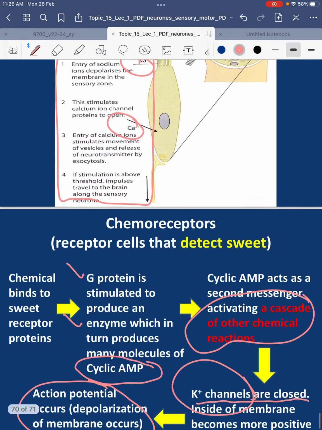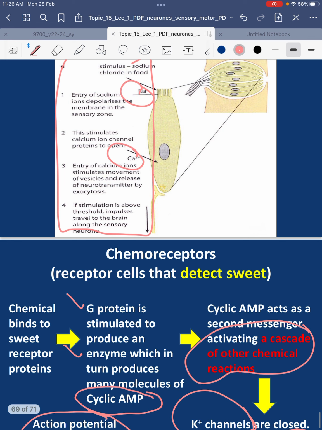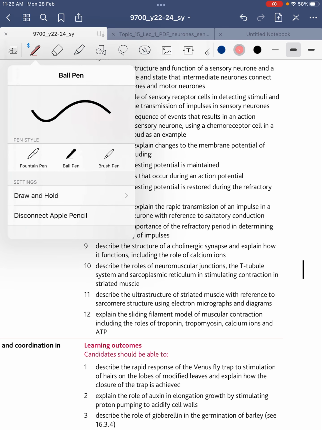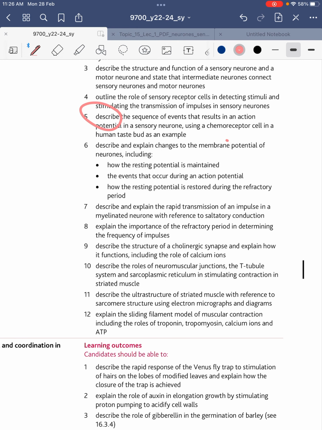Okay, so I think that's all for today. Please do complete going through this video, so that tomorrow I can start with how resting potential is maintained, and how action potential occurs in a myelinated neuron, with reference to saltatory conduction. Okay, that's all for today. I'll see you again tomorrow.